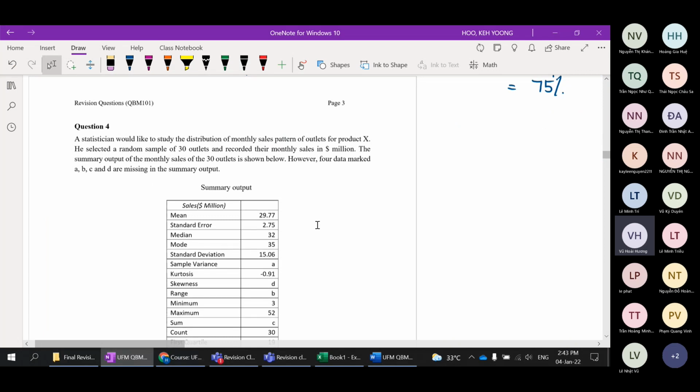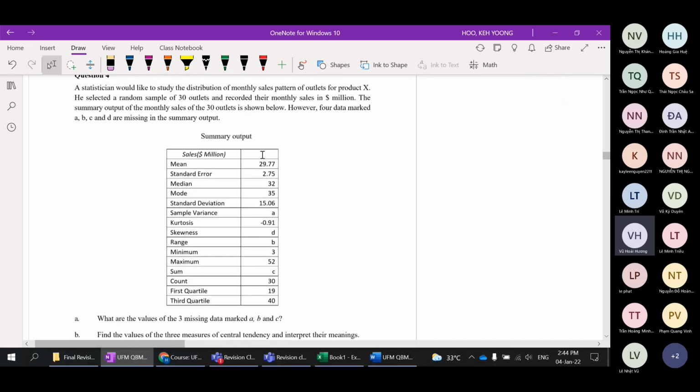Okay, you guys read the question here. I would like to study the distribution of the monthly sales pattern for product X. So he has selected a random sample of 30 outlets and recorded their monthly sales in $1 million. And this is the summary output from Excel, but there are a few missing values here, A, B, C, D. Later we are going to find all these missing values.